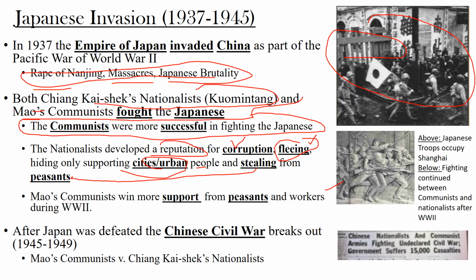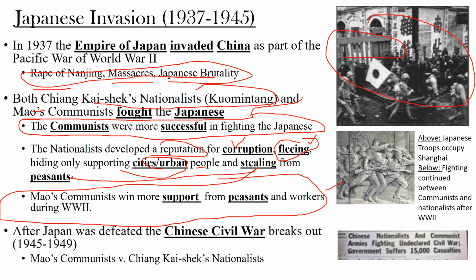That's a pretty cool pitchfork. I don't even need a pitchfork, but I want one, so I'm taking that too. And so this also wins Mao's communists a lot of support from the peasants and the workers. Throughout this brutal period of Japanese occupation, the communists are seen as the defenders of the people. The nationalists are seen as like some sort of parasite, feeding off the people and then cowardly running away at the first sign of Japanese aggression.